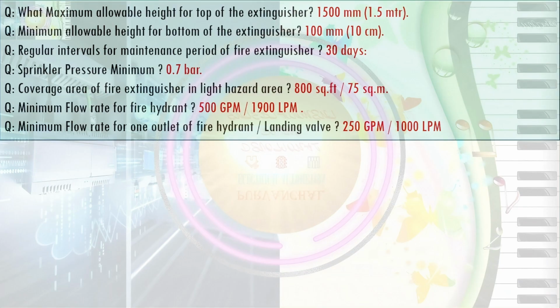Coverage area of a fire extinguisher in a light hazard area, that is 800 square feet or 75 square meters. Minimum flow rate of a fire hydrant, that is 500 GPM or 1900 LPM. Minimum flow rate of one outlet of a fire hydrant landing valve, that is 250 GPM or 1000 LPM.